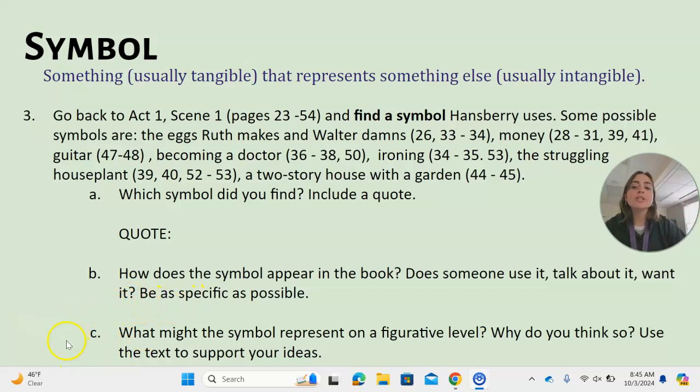And then maybe the most important thing you're going to be thinking about is, what is this symbol, like the object of the eggs, what does that represent on a deeper figurative level? So what idea or theme are the eggs representing, or is that symbol representing? Spend some time really thinking about this in your packet. Feel free to talk to your classmates and ask me for help if you are stuck. But good luck. That is all of 1.3.